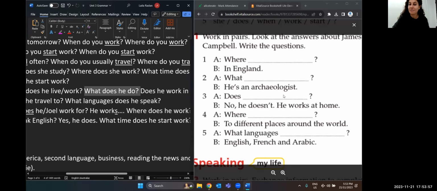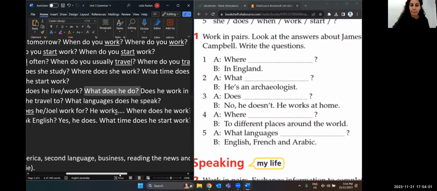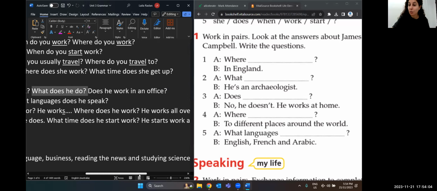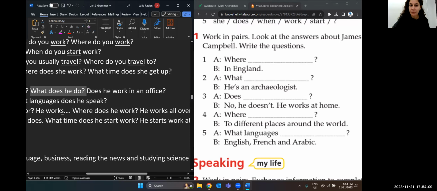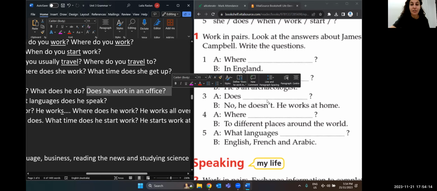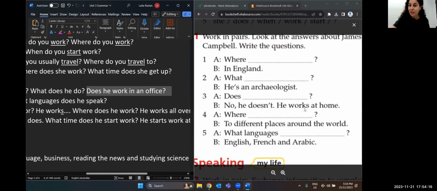He's an archaeologist. Number 3, does... no, because no, he doesn't. He works at home. So it looks like I'm asking about location of something. Does he work in an office? No, he doesn't. He works at home. So remember, I'm getting this information from question 6. Does he work in an office? No, he doesn't. He works at home.